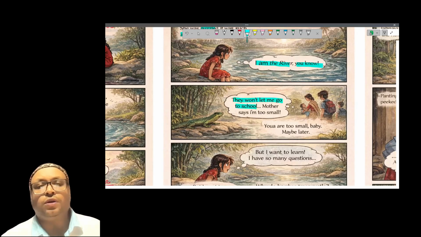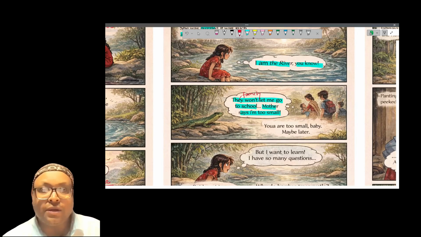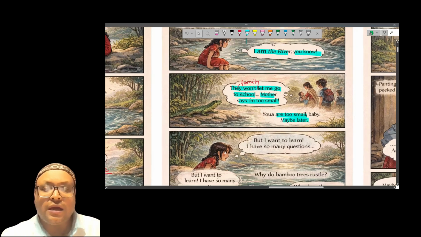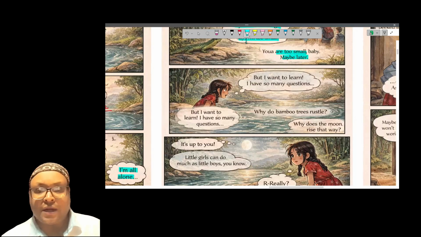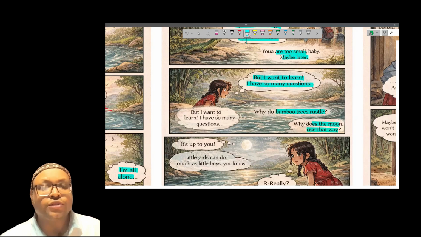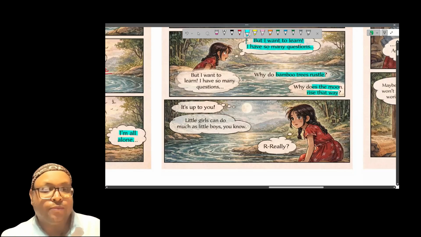Mother says I'm too small. Now look at here. They means here family members. According to her, her family members will not let her go to school. And you are too small, baby. Maybe later. Now, she said, but I want to learn. I have so many questions. She has questions like, why do bamboo trees rustle? Why does the moon rise that way? So we will get these questions in the story when we go line by line.